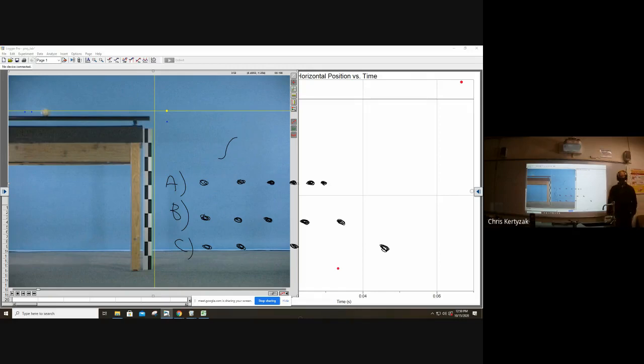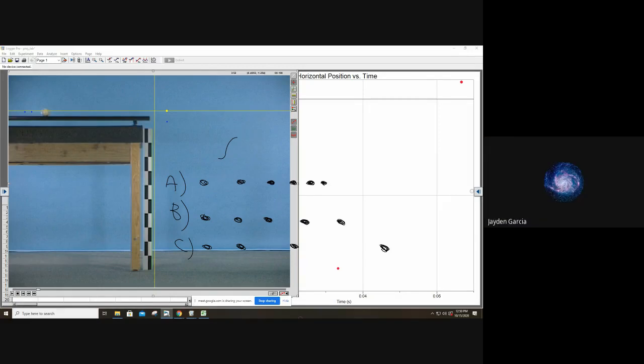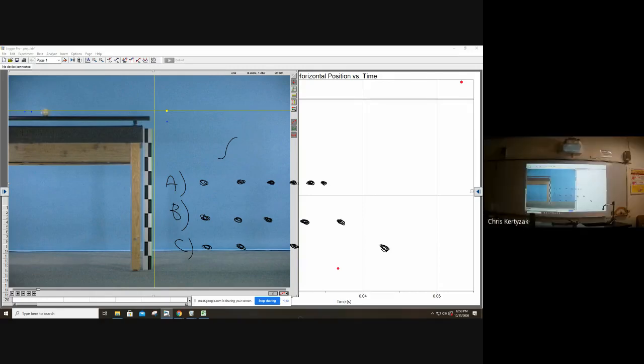Somebody else, though. Maybe at home. Okay, somebody at home. Why can't it be A? Because the friction isn't great enough to affect the speed. Good. So the student at home said because the friction isn't great enough for it to affect the speed. What in A indicates that the speed is being affected?